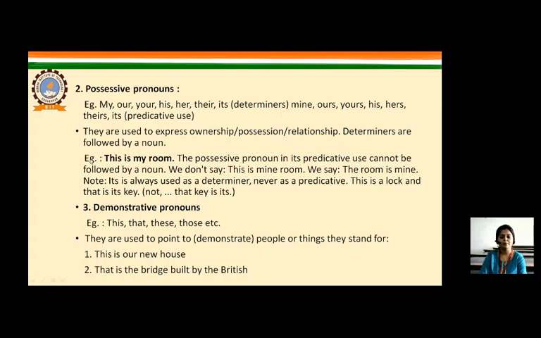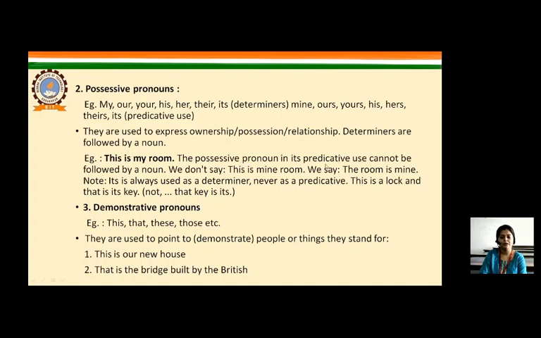And so it is followed by a noun when it is a determiner, and such pronouns are called possessive pronouns. Example, this is my room. So the room is a noun, and my is showing that this room belongs to me, and you're using a determiner here. That is, you are telling everyone that this is my room, I am the owner of this room.